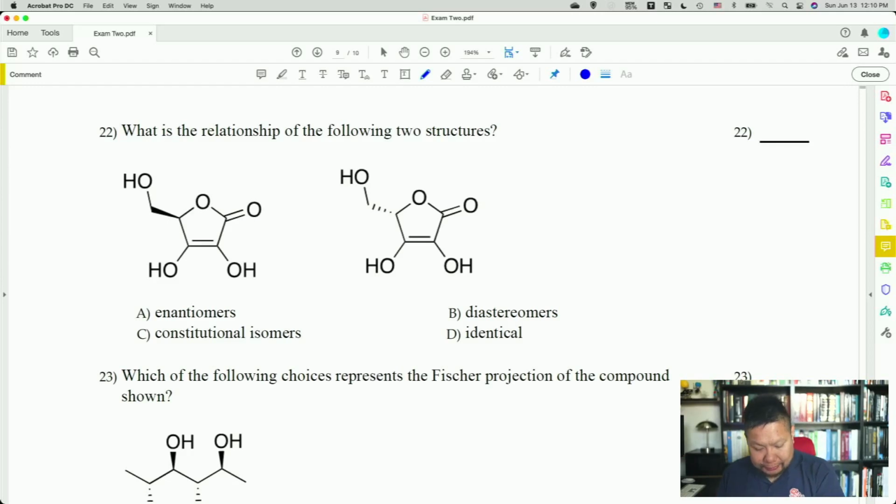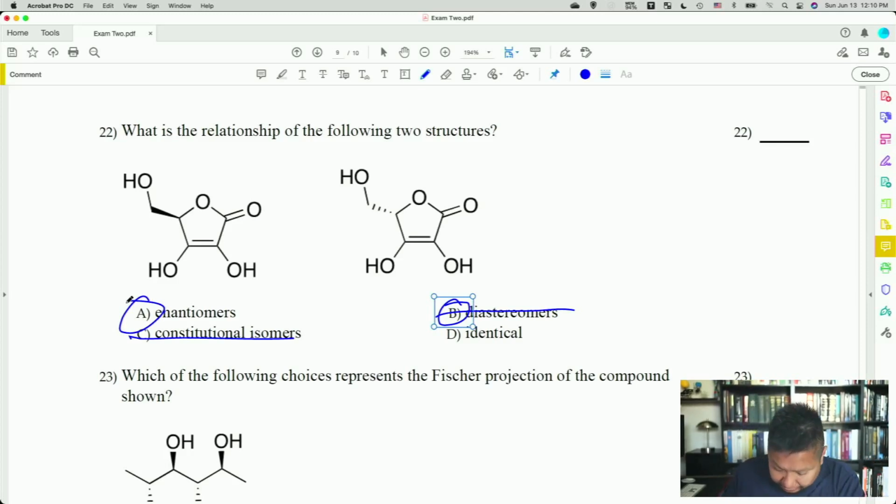Next, what is the relationship between the two following structures? These are definitely diastereomers, right? They're not constitutional isomers. Oh, I'm sorry, I think I did that wrong there. They're not diastereomers. They're actually enantiomers, right?